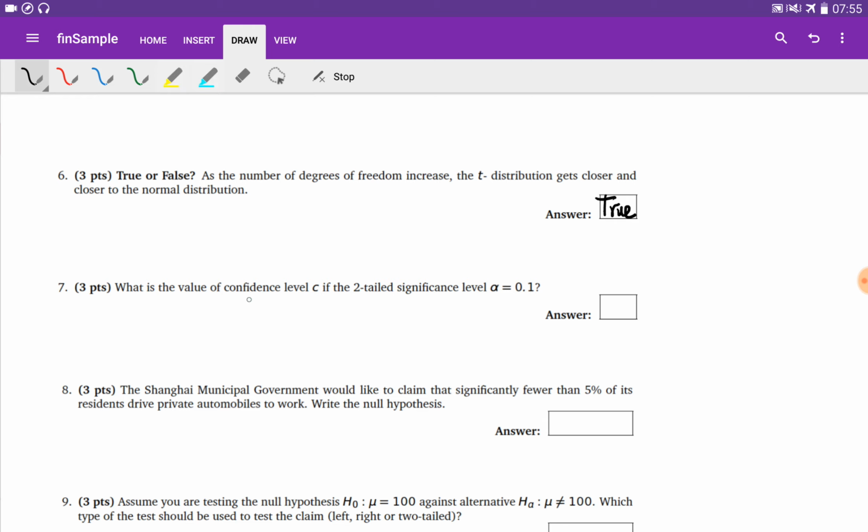What is the value of the confidence level C if the two-tailed level of significance is equal to 0.1? If you remember, the confidence level is the area between the two critical points. The level of significance is the area in one or both of the tails. Since we are given the two-tailed significance level, it means that the sum of this area and this area together is equal to 0.1. It means that the area in between is equal to 0.9, which is equal to the confidence level.